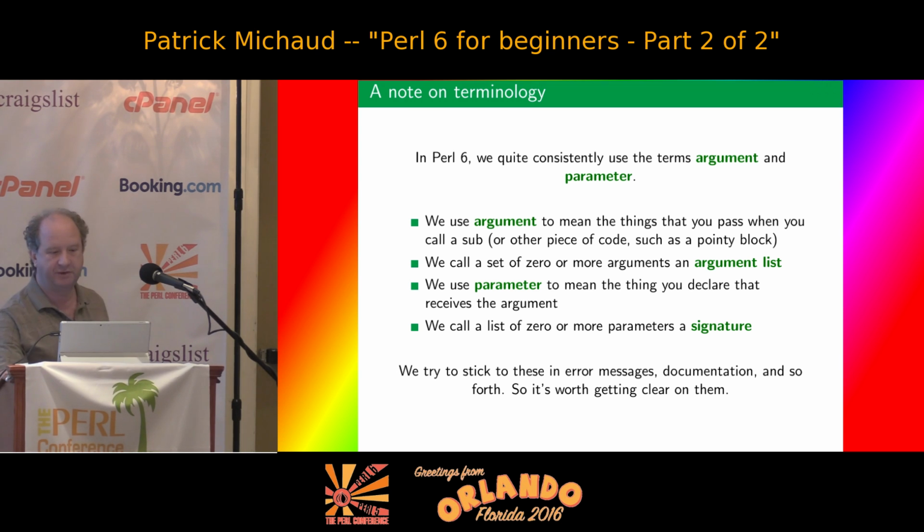Note on terminology, which is really useful to know, especially as you're reading documentation. We try to be very consistent about these 2 words, argument and parameter. An argument is the thing that you pass when you're making a subroutine call. The value or whatever it is you're passing into a subroutine is an argument. The parameter is whatever you call it when you receive it inside of the subroutine. So a subroutine definition defines the parameters. A subroutine call says what is being passed as arguments. We try to be pretty consistent about this in documentation, and it makes communicating about things a lot easier.